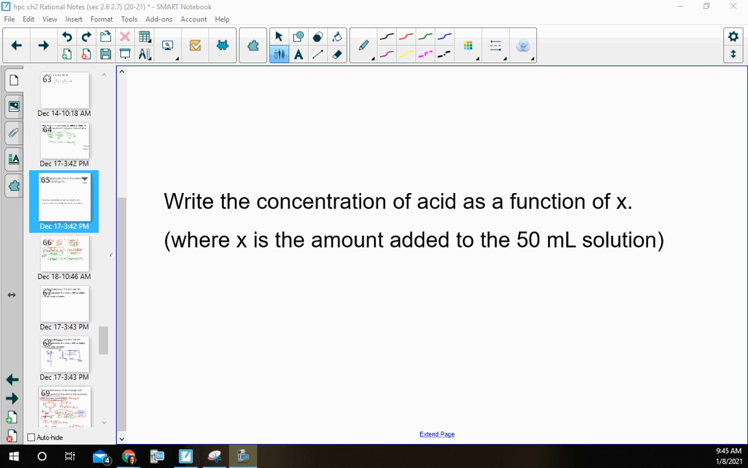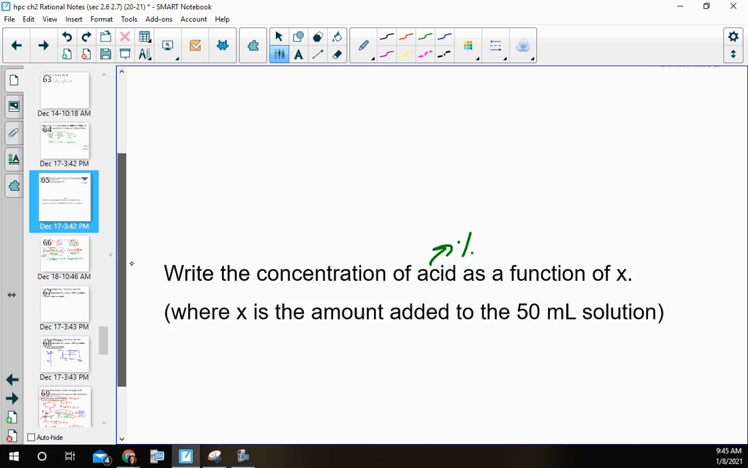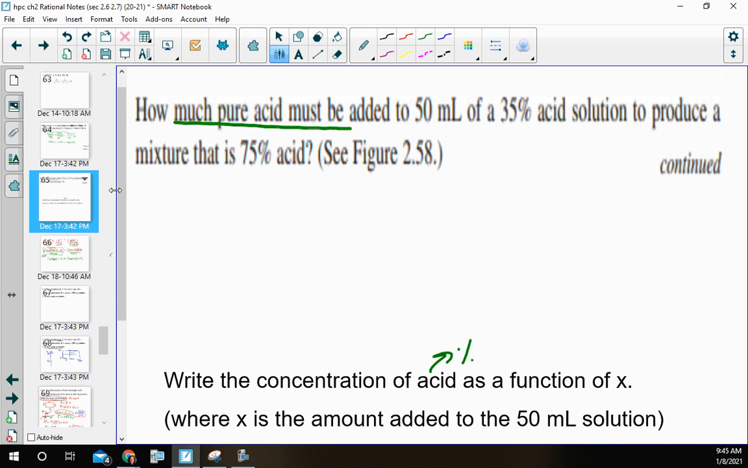The next question says, write the concentration of acid. So we are trying to find the percent of acid as a function of X, where X is the amount added to the 50 milliliter solution. We're using the same thing as what we just did, but we don't know the percentage of the mixture this time. Write it in terms of that percentage.